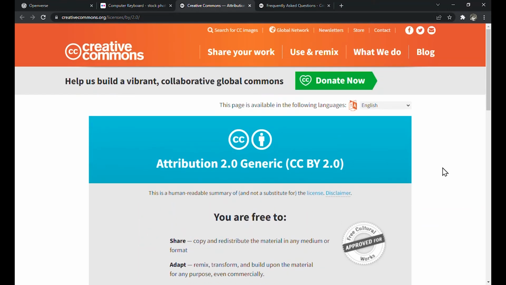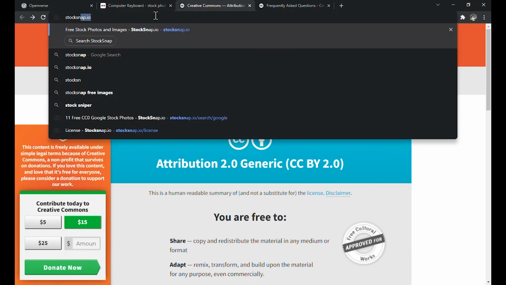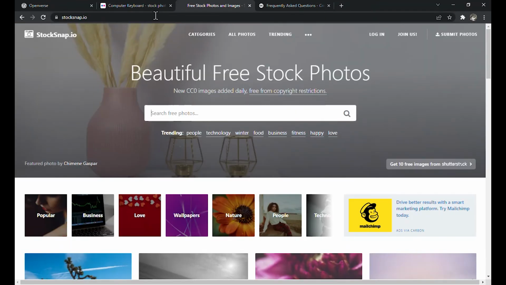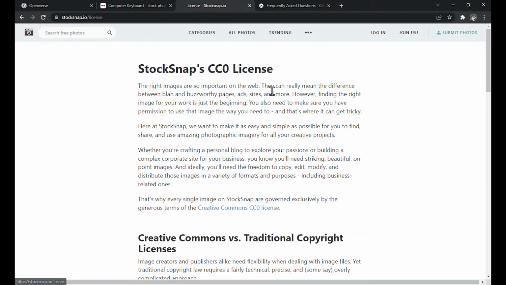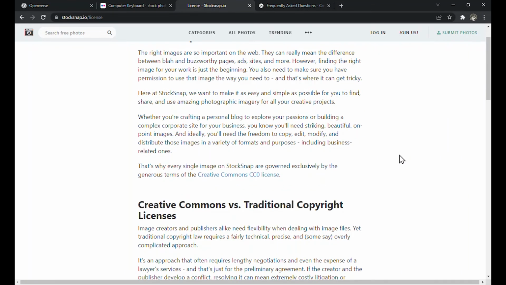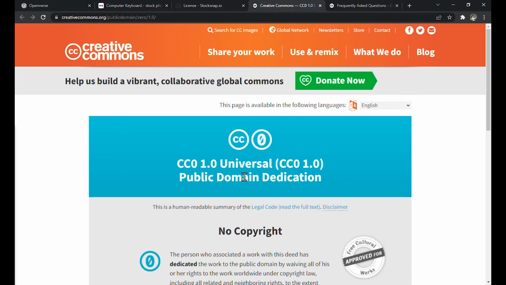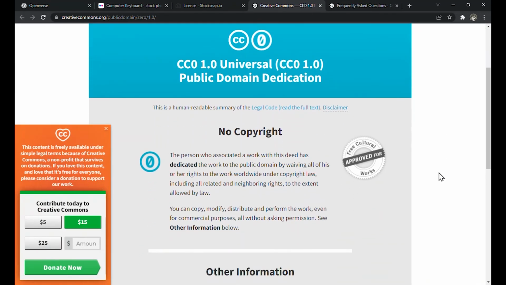Another website we can look at is called StockSnap. So we'll just type that in our address bar. And one of the reasons why I wanted to highlight this one is because, as you can see right under the heading, it says that these photos are all free from copyright restrictions, and we can click on that to get more information. So what I want to highlight here is that it does say that every single image on the StockSnap website falls under the terms of the Creative Commons 0 license. And if we click on that, it again takes us back to Creative Commons, and we can see right away that this license means that there is no copyright on any image on this website.